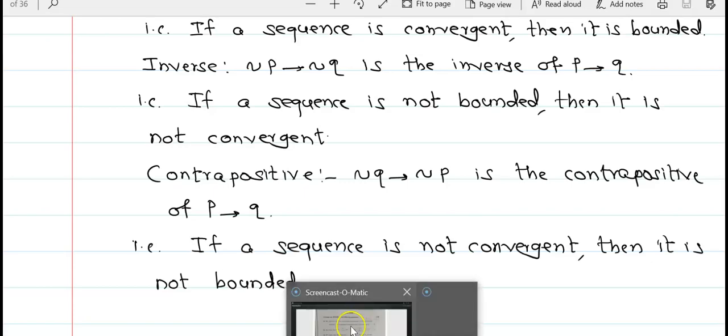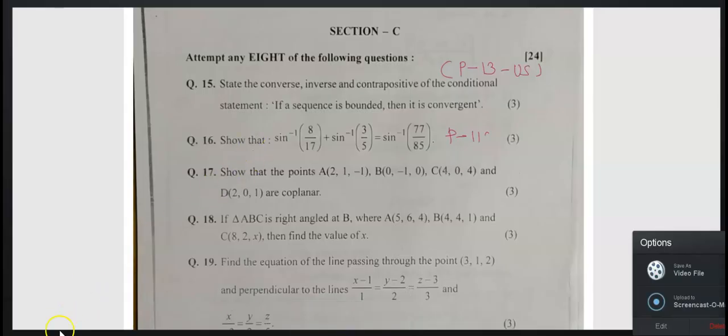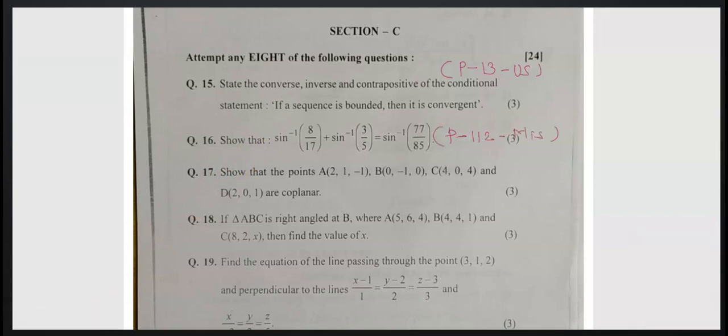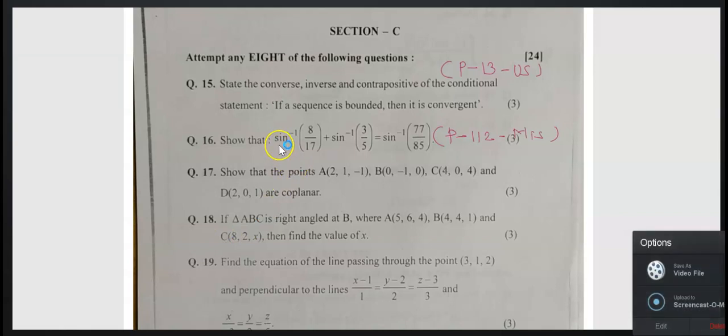Now the next. Sin inverse of 8 upon 17 plus sin inverse of 3 upon 5 is equal to sin inverse of 77 upon 85. It is on page number 112, from the miscellaneous questions. Now see this here.